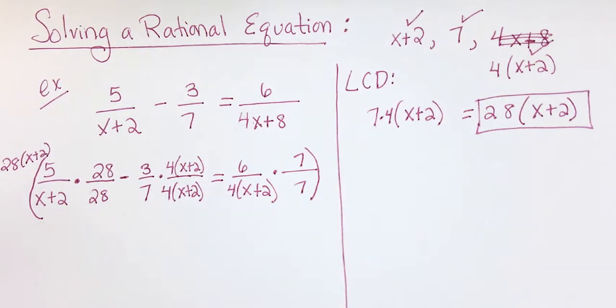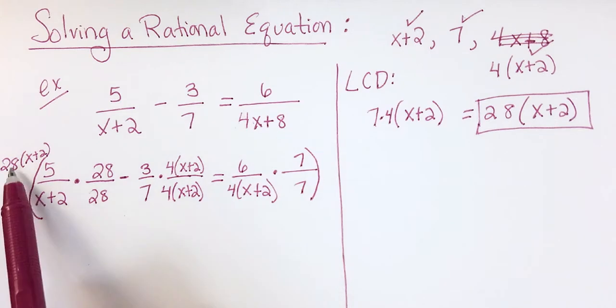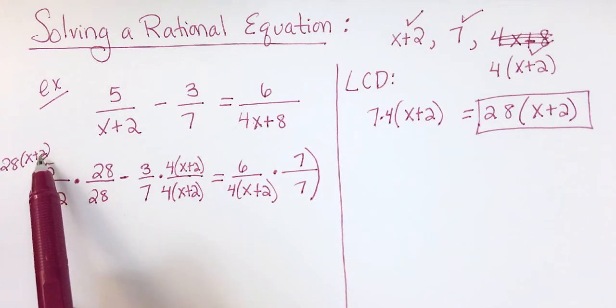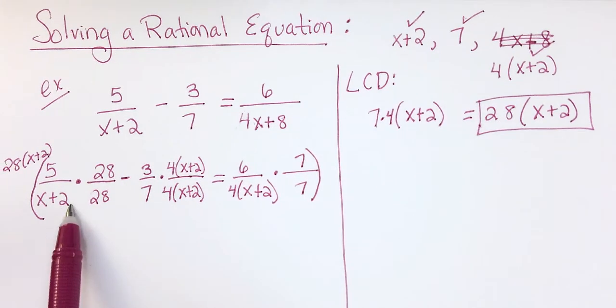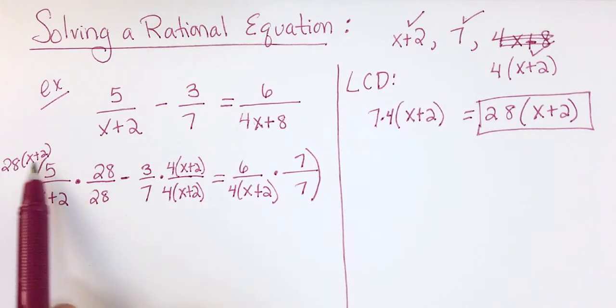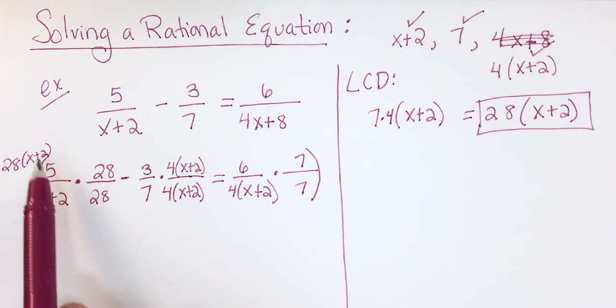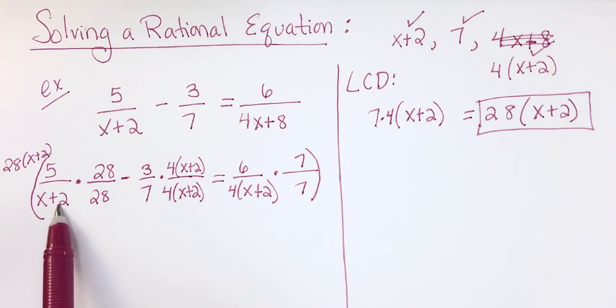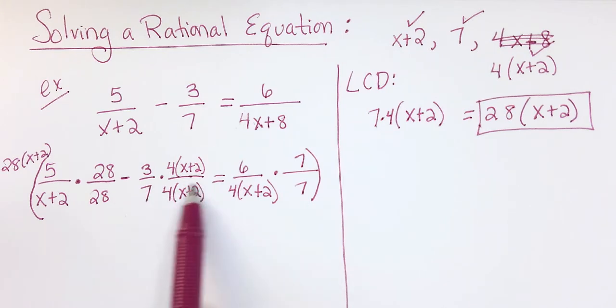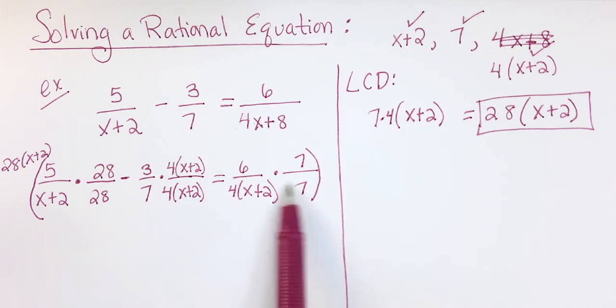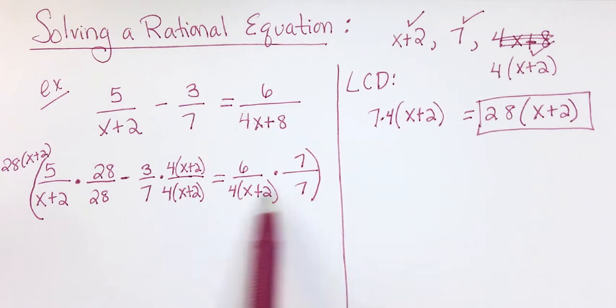Now, remember that if you take something and you put it on the outside of a big parentheses, it's essentially the distributive property. That's what it is. So if I say 28 times x plus 2 times this first set of expressions, what happens? Well, this 28 cancels and the x plus 2 cancels. That would be the same thing here. This is 28 x plus 2. Those are going to cancel. And 4 times 7 is going to be 28 x plus 2.